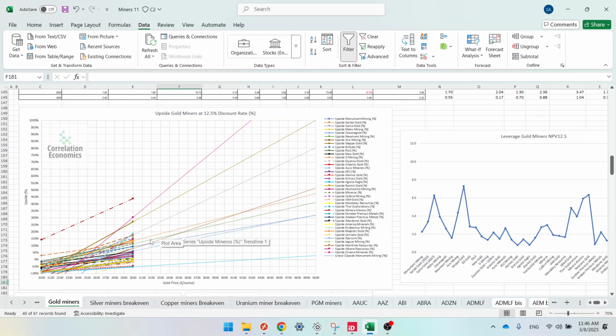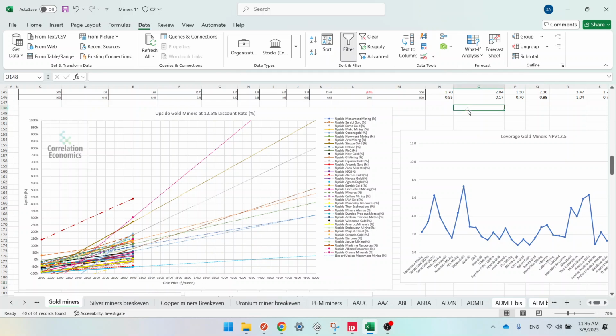Mineros is in the mid, not super good, not super bad on the leverage side. And these ones, of course, we avoid.